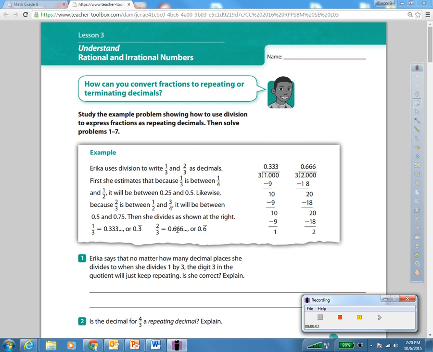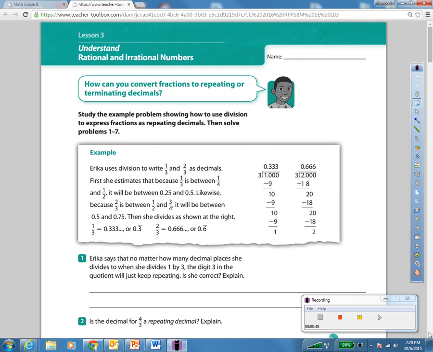Start by reading through this example that talks about how Erica wrote 1/3, so 1 divided by 3, and 2/3, 2 divided by 3. She got a repeating decimal here and a repeating decimal here. So, look through this example, pause the video, and then we'll continue. Alright, so let's go ahead and start with number 1 now that you've read through the example.